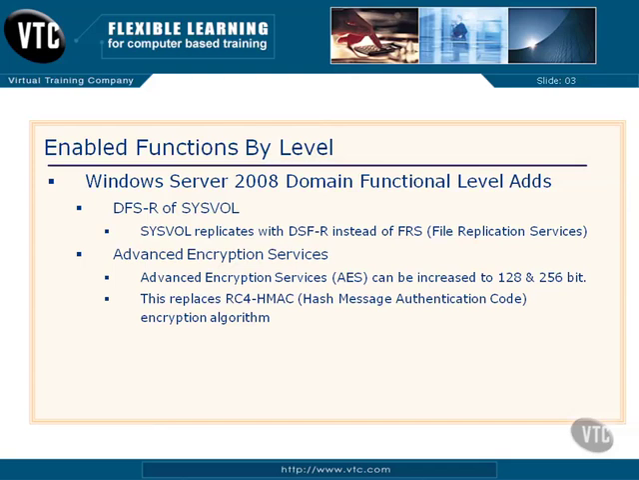Now let's continue here with part 2 of enabled functions by level. And in part 1 I gave you the bad news that they may well ask you questions. For example, saying you want to use the AES encryption at 256 bits. What domain functional level do you need to have? Or, you can't do it right now. What do you need to do to make it happen?